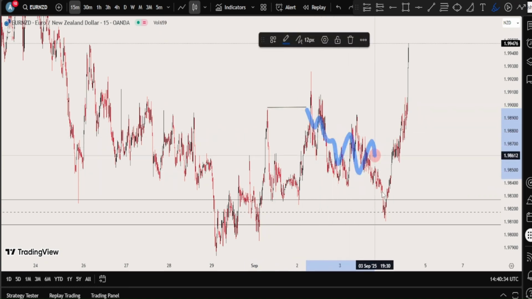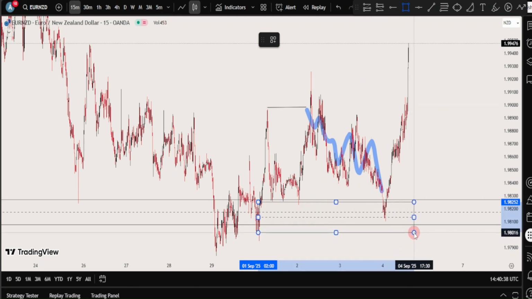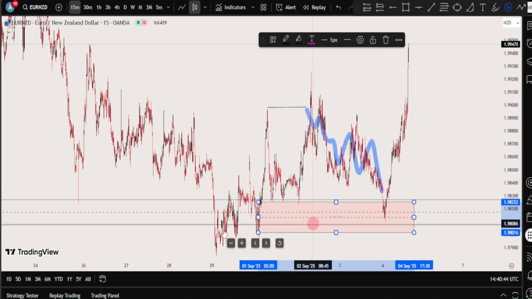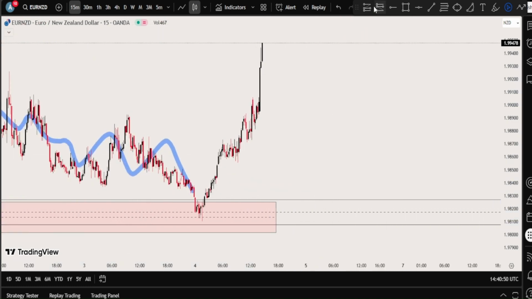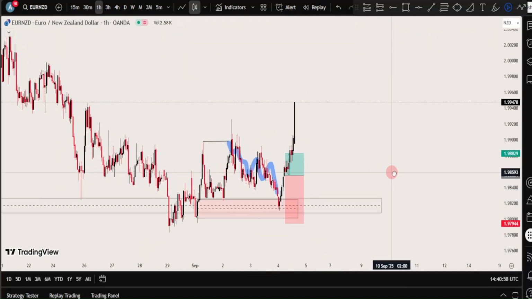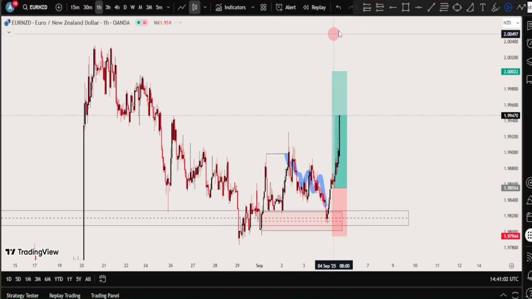Price retraced down to the key area here, that is the demand zone. That is the order block that led to the change of character. It was this zone that led to this break of structure here. Price retraced down to the zone, and there was an entry around this place. Stop loss was below here, and for TP, we are targeting the overall high. You can see how massive price is going. We are targeting this high here.